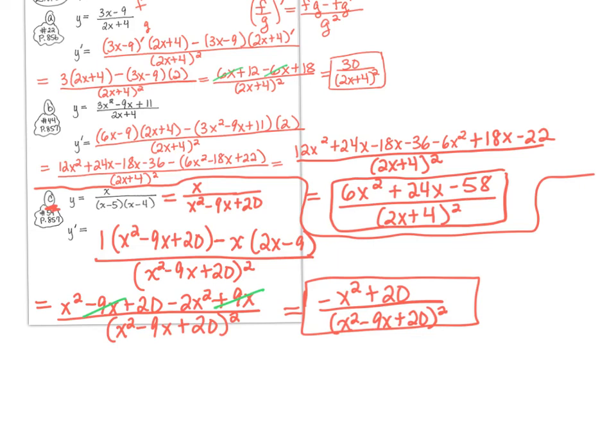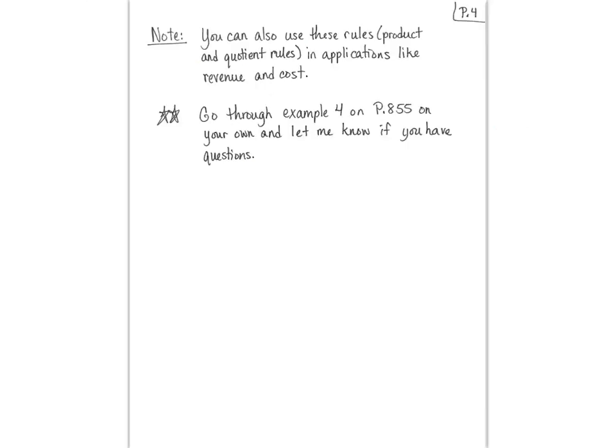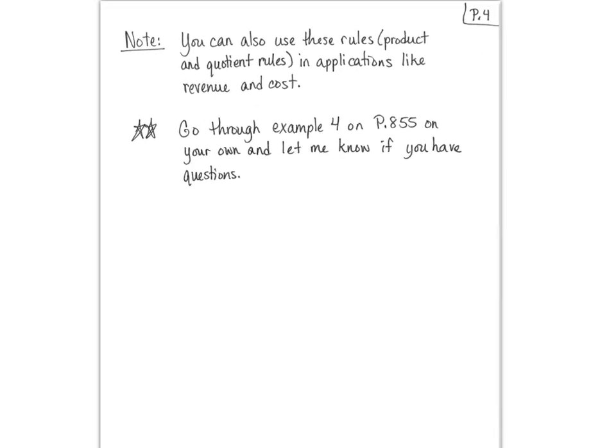All right, so now you have the product rule and the quotient rule in your arsenal for taking derivatives. The last page just says, note that you can use the product rule and the quotient rule in applications like revenue and cost. So make sure you go through example 4 on page 855 in your books and let me know if you have questions, because this is the application of these two rules to those concepts. Okay? What questions do you have? All right, that's the product and quotient rule.